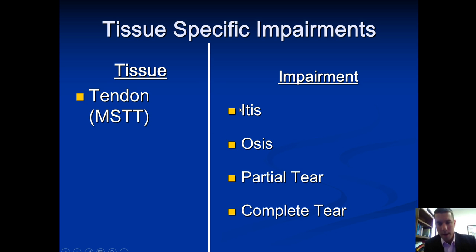Tendonitis, tendinosis. Tendonitis is an inflamed tendon. Tendinosis is a more degenerated tendon. Partial tears, complete tears.